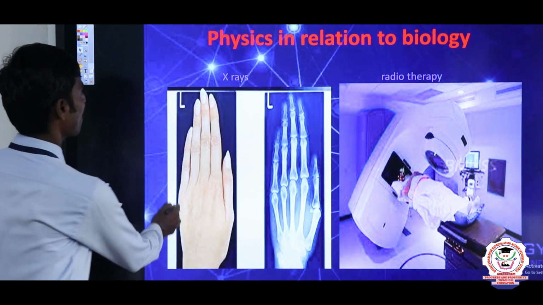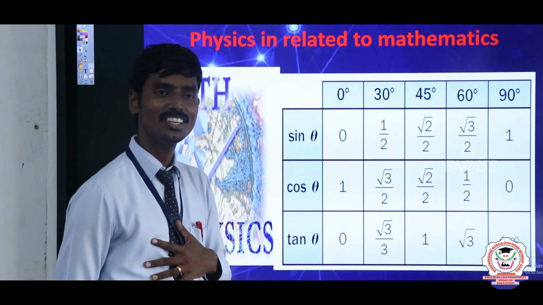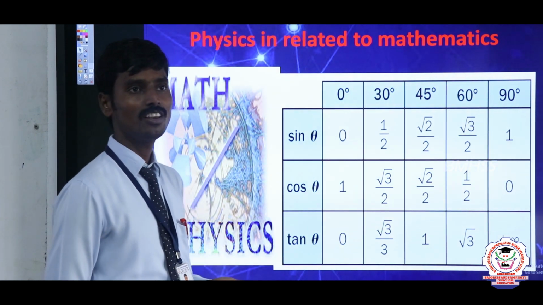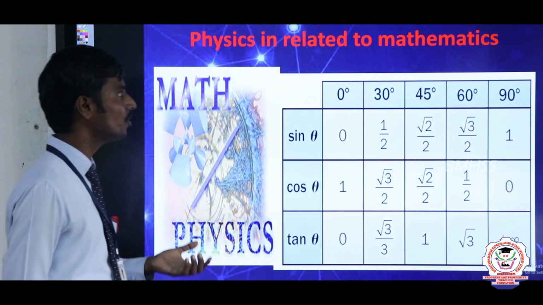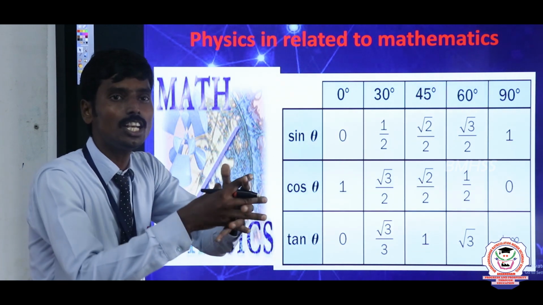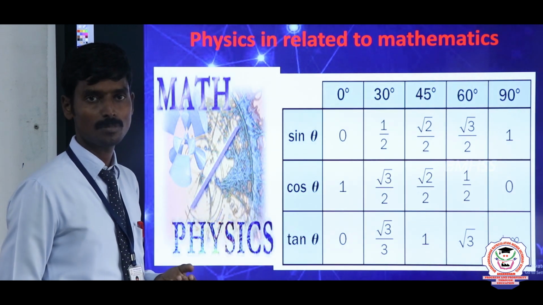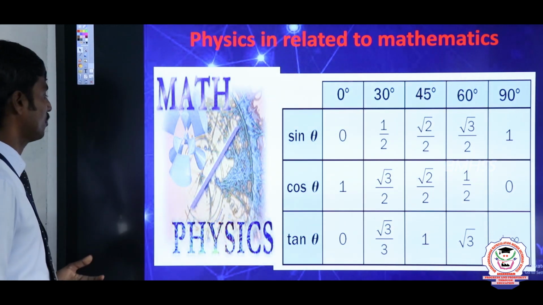The next one is physics in relation to mathematics. My dear students, we know that concept. Physics is a qualitative and quantitative science. So physics is most closely related to mathematics for various application purposes.